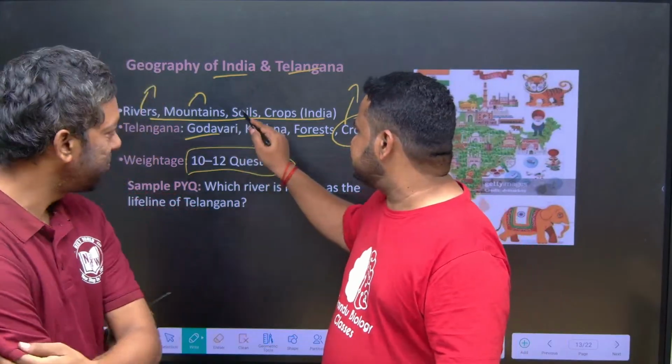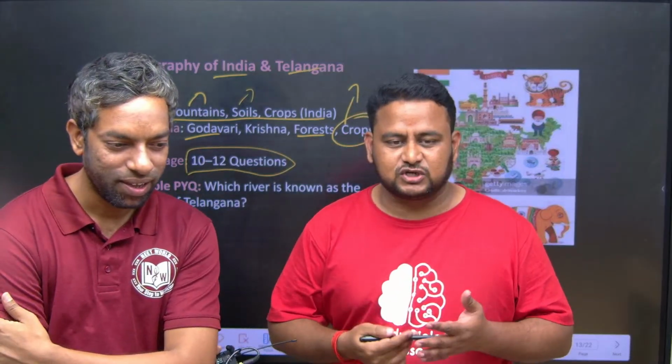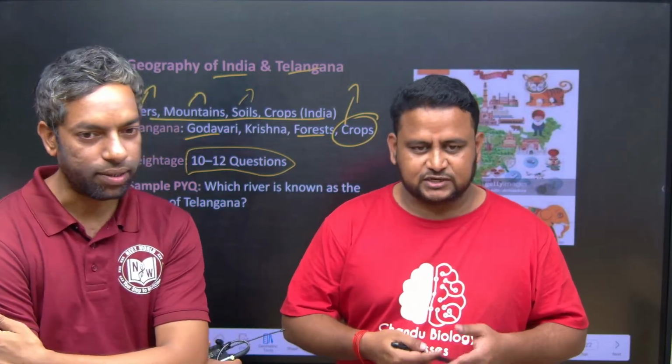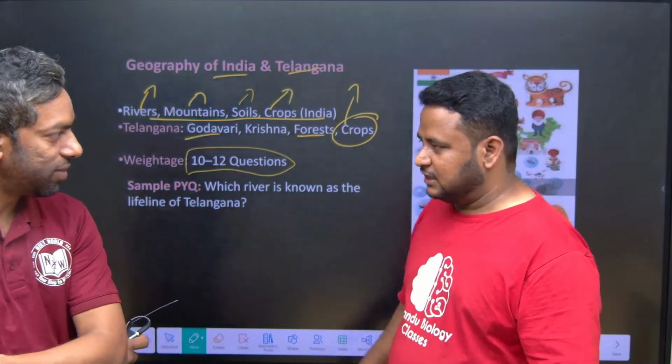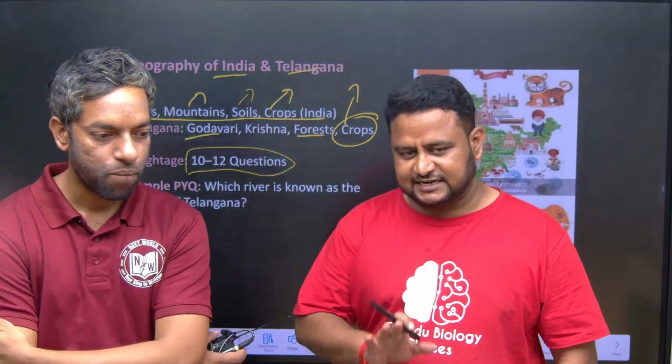Next, soils, especially in Telangana, what are the types of soil that we have? Based on that soil, what are the climatic conditions required for the growth of that crop? What are the temperature, humidity, all these things. GI tags about the soils and productions. GI tags are highly important. They will definitely ask. One question on GI tags is confirmed.